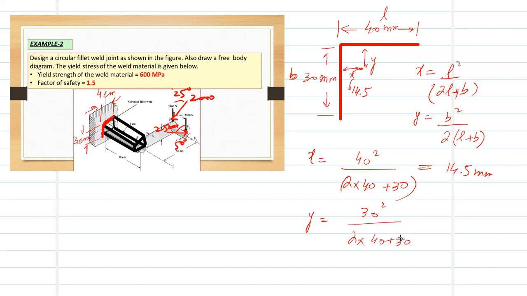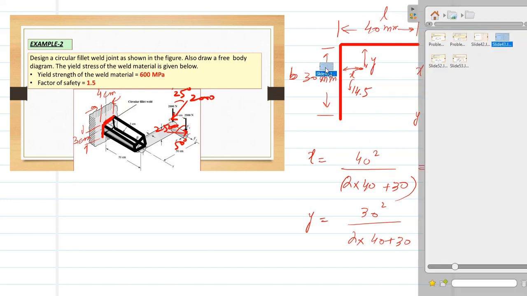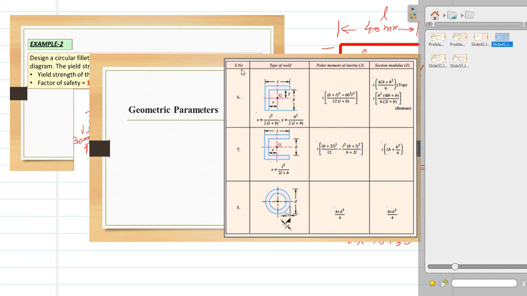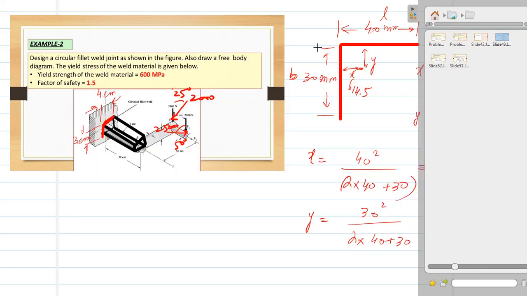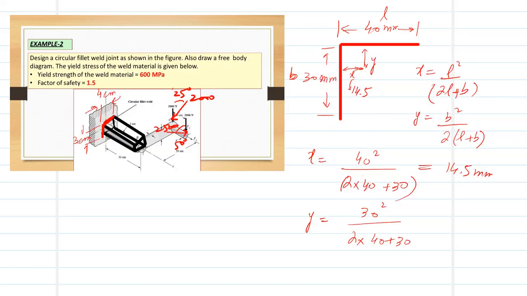Sorry, I think I've done something wrong. Just hold on. Okay, yes, I've taken the formula wrong. This is 2 into 40 plus 30, the 2 is not multiplied by only 40, it is multiplied by the whole. So it's 40 square divided by 140. Yes, the answer is different.